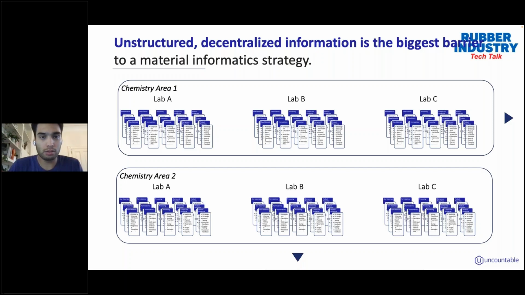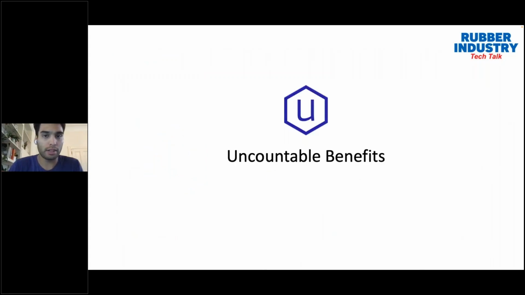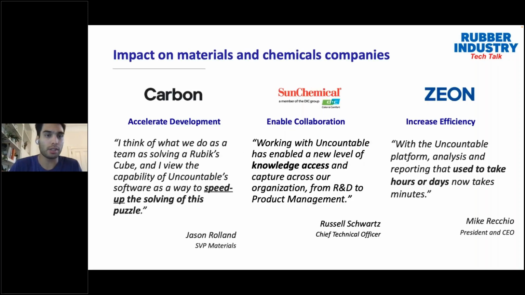So we're going to jump right into the solution. And what I want to start off with is just a little bit about Uncountable. The reason why we find ourselves as the solution to the problem today first touches on the fact that we are a trusted partner in the industry. We have a lot of customers willing to attest on our behalf, whether they are from a 3D printing company like Carbon, where they recognize us helping them accelerate development and speed up the solving of these complex problems they're working with, or enabling collaboration.